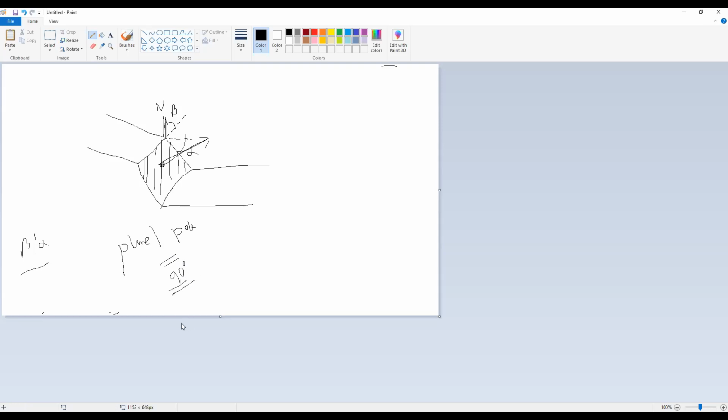Up to this, you have understood? Yes, sir. Because this line is making 90 degrees at every point. So the dip angle difference between this line and the plane is 90 degrees. So if alpha is the dip, it should be alpha plus 90.